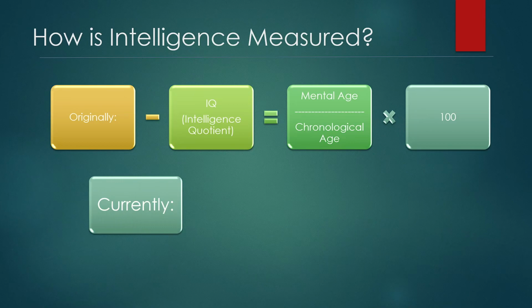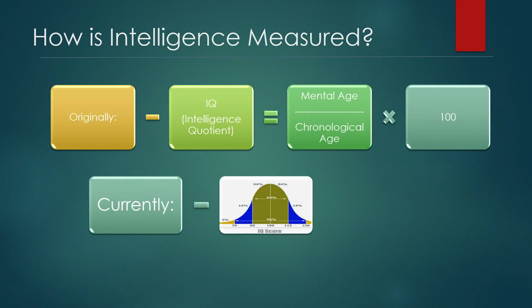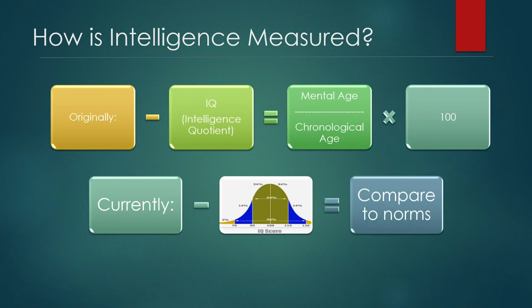Even with children, though, today we don't really go to the trouble of calculating mental age and dividing it by chronological age. Today, we typically compare an individual's score to a distribution like this. And this is what we call a normal distribution, which is going to provide to us the norms for what we would expect. So we take your raw score on the IQ test and we compare it to other people's norm raw scores, and that allows us to convert your score into a position on this normal distribution, and that's how we report your score to you.